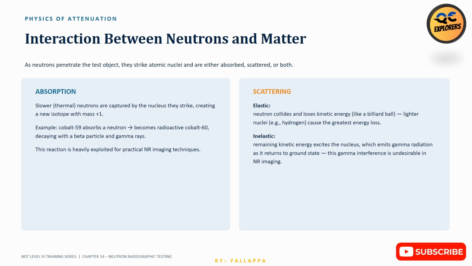Now that we've seen how neutrons interact with the specimen, let's answer another important question. Neutrons are invisible. So how do we convert an invisible neutron beam into a visible image that inspectors can analyze? That's the subject of our next slide.